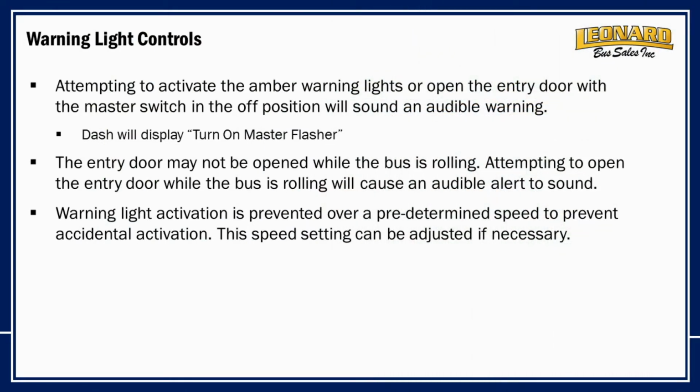The CE bus is designed to not allow amber warning light activation over a predetermined speed in order to prevent accidental activation. If you find that you are unable to activate your amber warning lights at higher speeds on a county road, for example, this is a setting that can be changed by a technician. In the meantime, you may have to activate them at a lower speed.